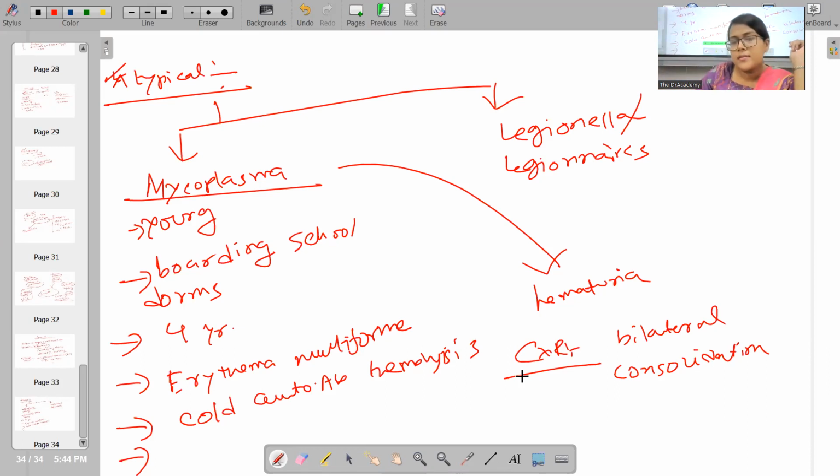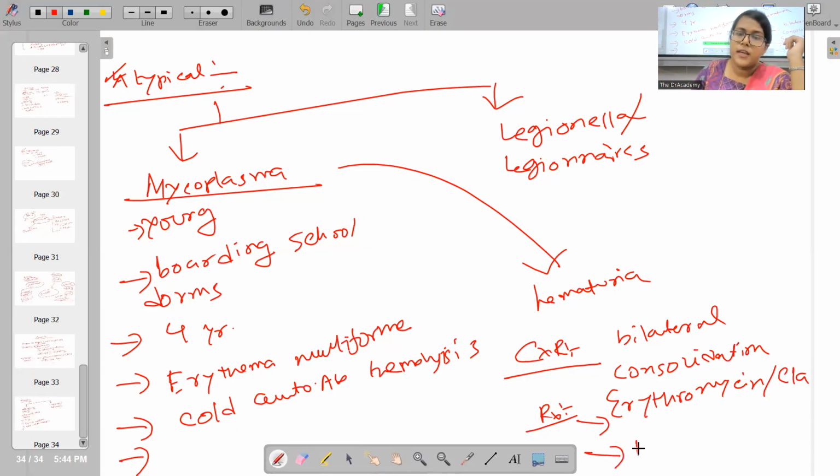Okay, treatment is erythromycin, or clarithromycin if the patient is intolerant or contraindicated to erythromycin. An alternative medication is doxycycline. But erythromycin is the first line.